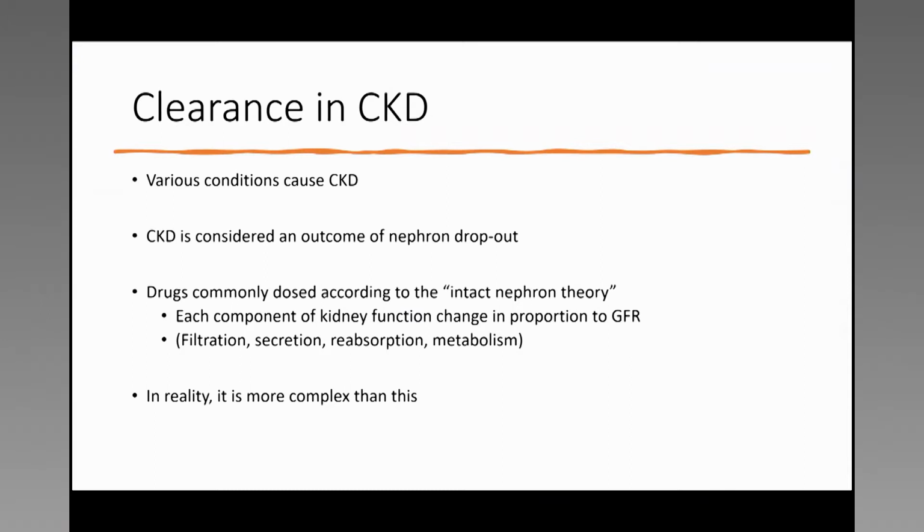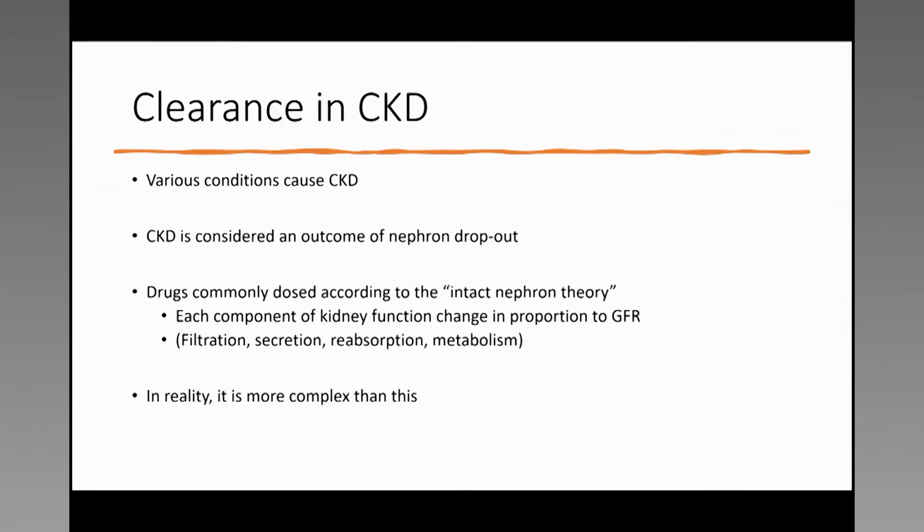Clearance in chronic kidney disease. Well, I've said this a couple of times, and I'll say it a few more times. This is the main pharmacokinetic change that occurs in patients with impaired kidney function. We know that multiple conditions can cause chronic kidney disease, and we're starting to learn a bit more about how the different conditions may actually impact on the changes in clearance.